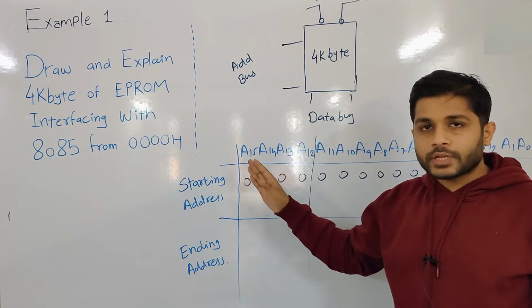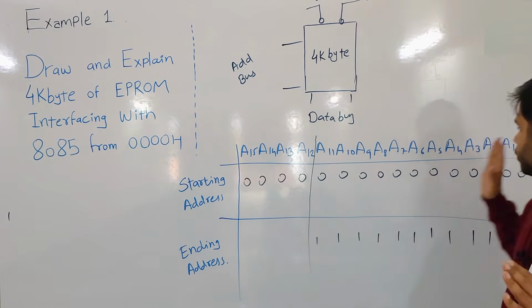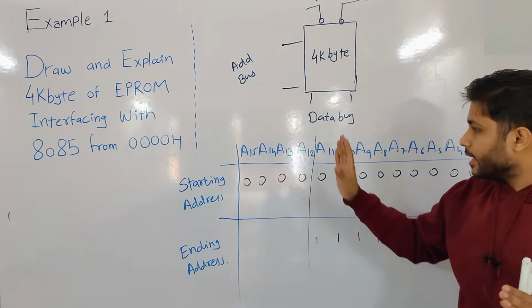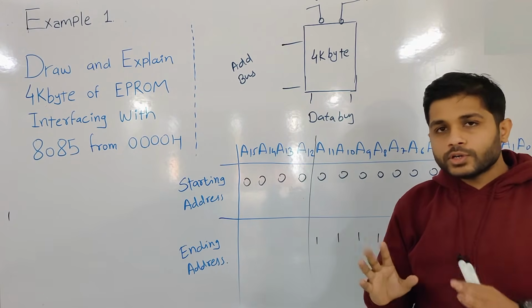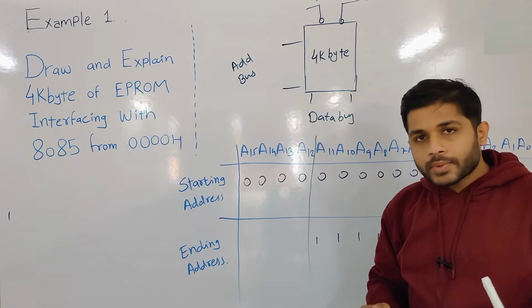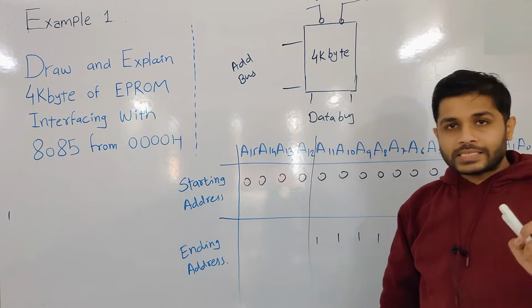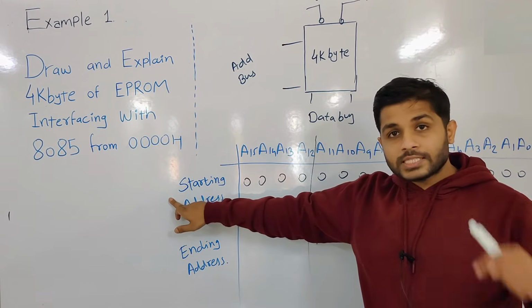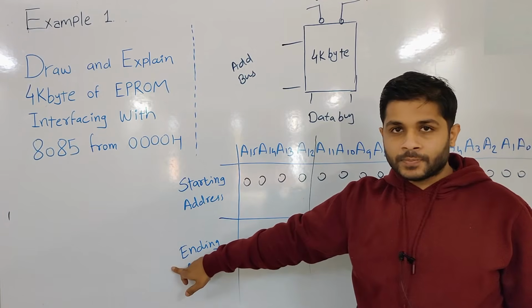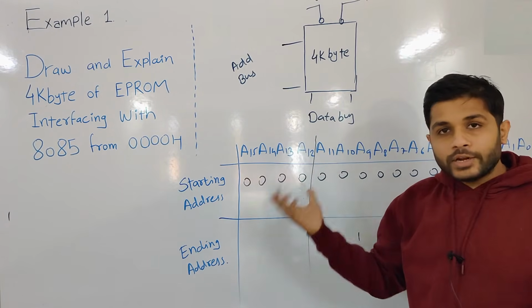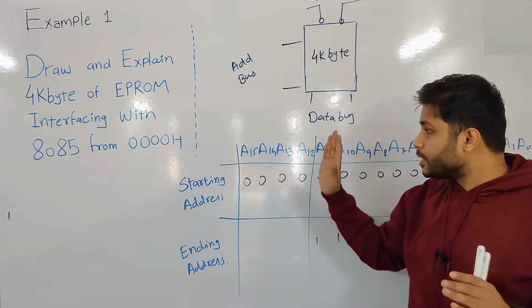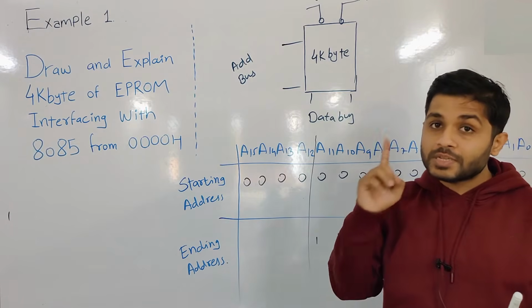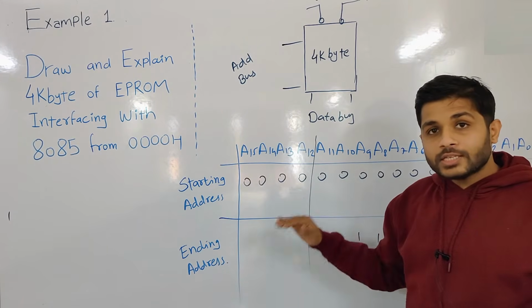Now we know that A0 to A11 are interfaced to the memory, and A12 to A15 are the remaining lines. So what to do with the remaining lines? Always remember, the value present in the remaining lines at the starting address will be the same at the ending address. At the starting address, the value for A12 to A15 is 0, so for the ending address it should also be 0.